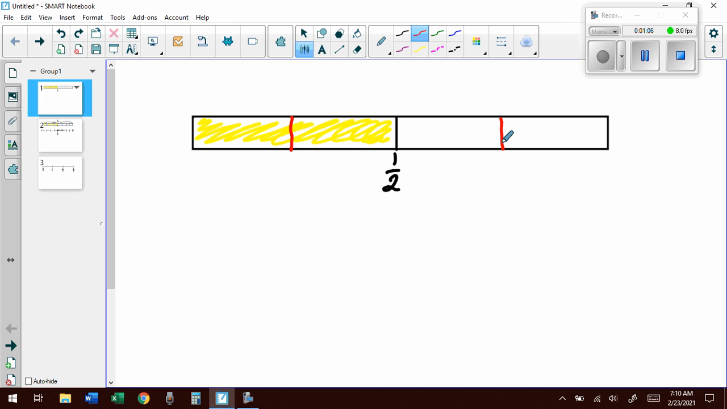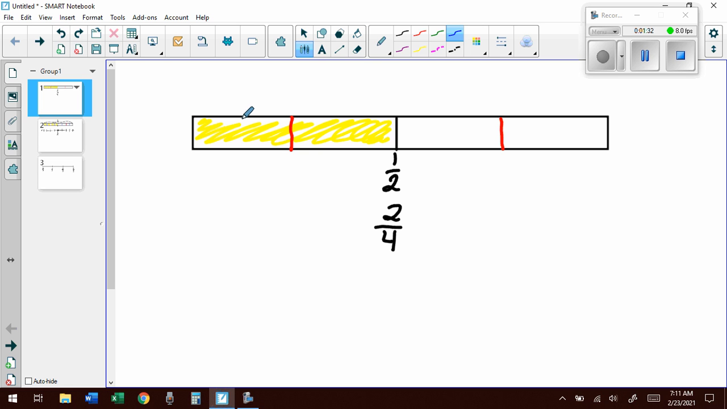Now if we look at our sections, how many total pieces do we have? We have 1, 2, 3, 4. How many are shaded in? 1, 2, 2 out of the 4 total pieces. So right here on my tape diagram, I see that 1/2 and 2/4 are equivalent. Now we can go even deeper.